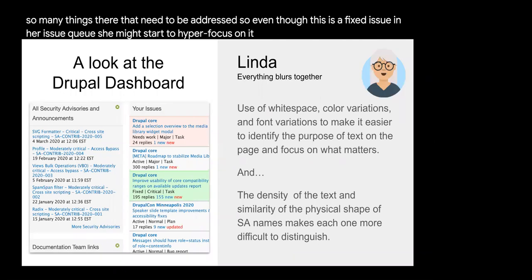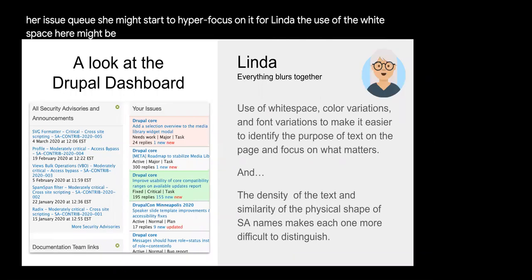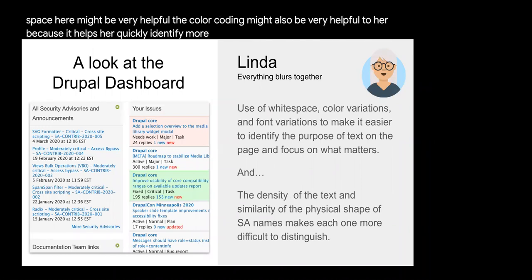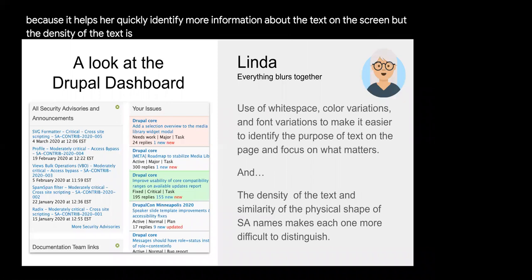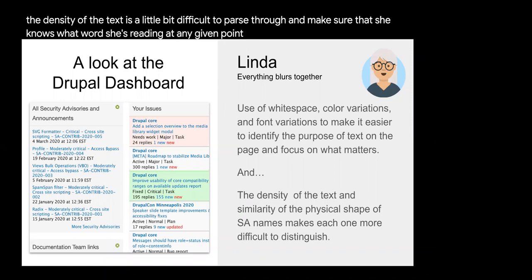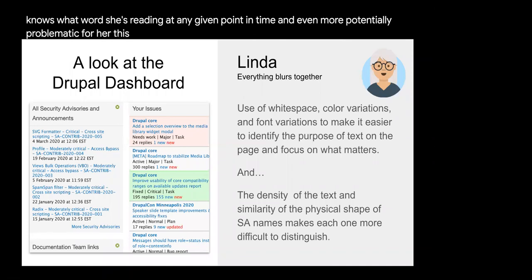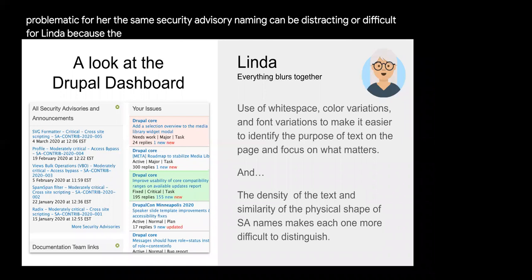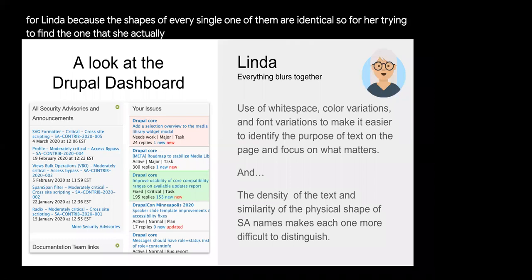And we have Linda. For Linda, the use of the white space here might be very helpful. The color coding might also be very helpful to her because it helps her quickly identify more information about the text on the screen. But the density of the text is a little bit difficult to parse through and make sure that she knows what words she's reading at any given point in time. And even more potentially problematic for her, the same security advisory naming convention that was helpful to Sam can be distracting or difficult for Linda because the shapes of every single one of them are identical. So for her, trying to find the one that she actually needs might become problematic.